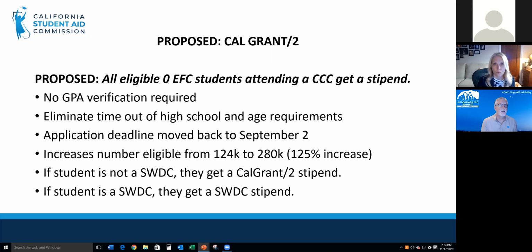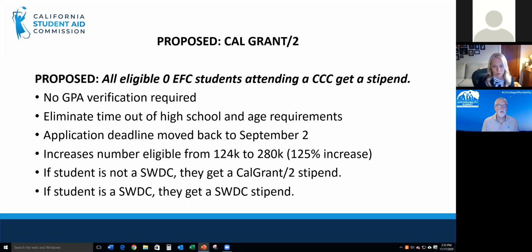Tuition and fees are primarily going to be waived for these students with the Promise Program grants at the community colleges. So that part we don't necessarily need to address. So these are stipends, and they would be for students at 0 EFC in community colleges. We would get rid of any GPA verification requirements for this. We would eliminate any time out of high school and age requirements to get one. Given that this is just for community college students, we could move the application deadline for this back to September 2 instead of March, which is what we use for the existing Cal Grants.